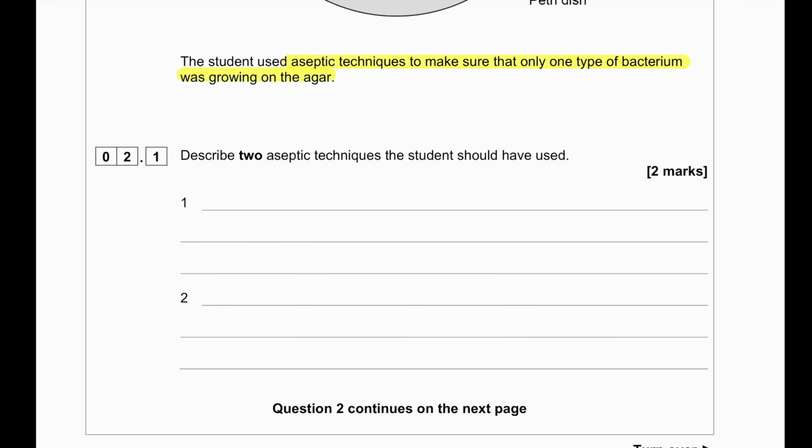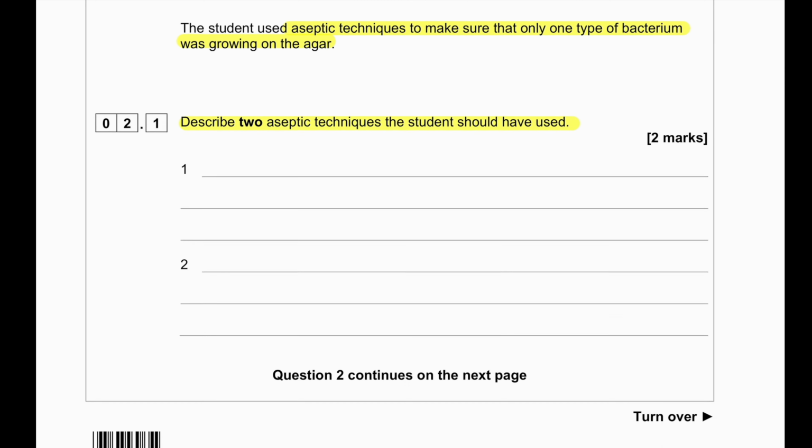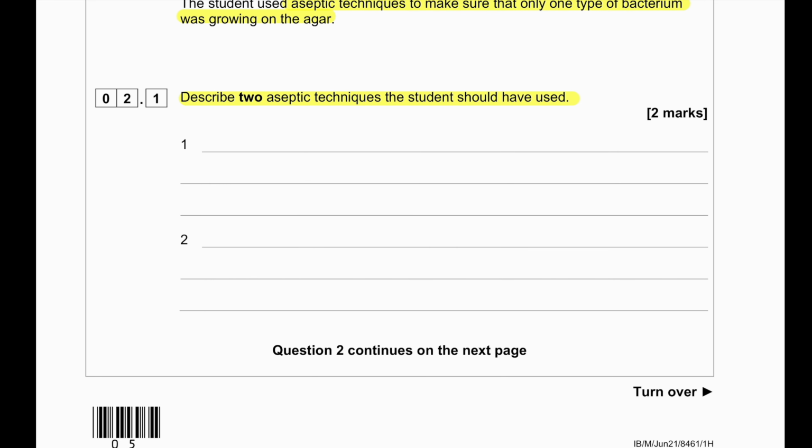Now, obviously, whenever an aseptic technique is mentioned, the next question will be to describe 2 aseptic techniques the student should have used. So aseptic techniques involve the use of sterilization. The possible answers could be: the student used sterilized equipment before use, the student used sterilized agar. These are the best possible answers.